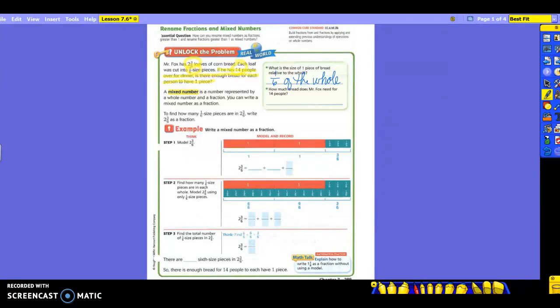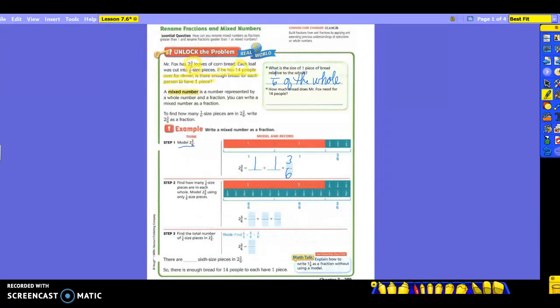Okay? So look at what they're showing you here. You're going to model your 2 and 3/6. Look what they did. 2 wholes. 3 6-size pieces. See how that's working? Yes? So I have 1 whole plus 1 whole plus what over here? 3/6. So they're breaking that up.